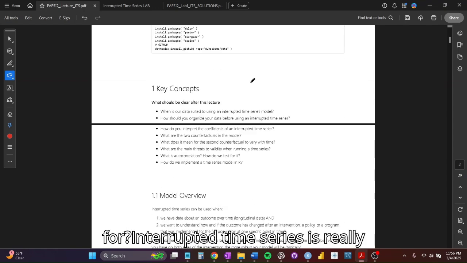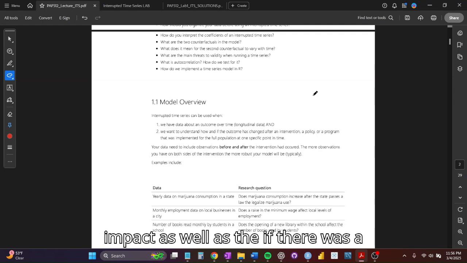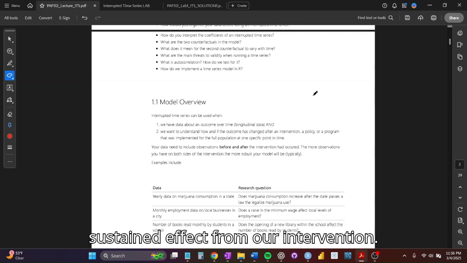When do we use it? What's it for? Interrupted time series is really helpful if we want to gauge the immediate impact as well as whether there was a sustained effect from our intervention.